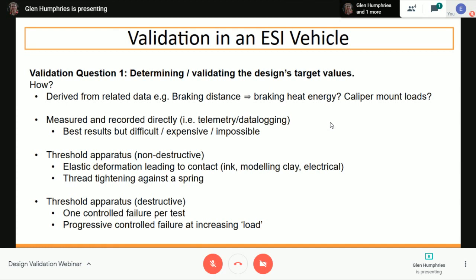Validation in an ESI vehicle. So these 2 points I've just been talking about apply across just about every aspect of design engineering, from people who design watches, people who design aircraft undercarriage, people who design race cars, people who design machines that make tissue boxes. Every one of these has to follow design goals, hopefully meet them, not exceed them, because excessive achievement of these design goals is just expensive and wastage. And then we have to check those things. In an ESI vehicle, how do you determine, or how do you validate the design target values that you've chosen for your vehicle?